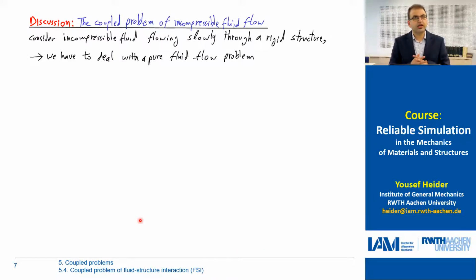If we want to discuss a little bit the coupled problem of incompressible fluid flow, consider that we have, as I said, incompressible fluid flowing slowly through a rigid structure. Now we are neglecting in this discussion the effect of the structure on the fluid. Then we have to deal with a purely fluid flow problem.